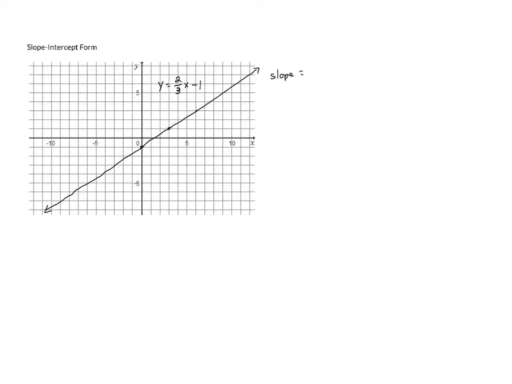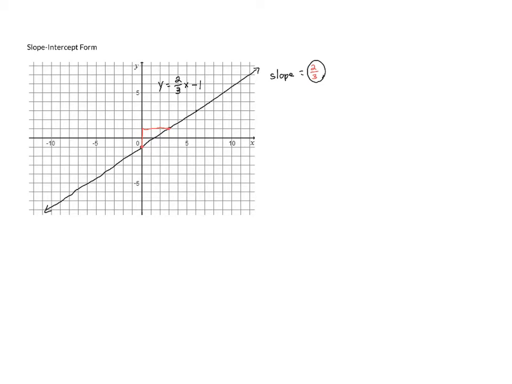Now, to figure out the slope, instead of using the formula, I'm going to draw a triangle, which is something that we've done before. If we pick these 2 points and draw our triangle, we can see that the rise is 2 and the run is 3, and it's a positive slope because it's moving up as it goes to the right. So here we have a slope equal to 2/3.